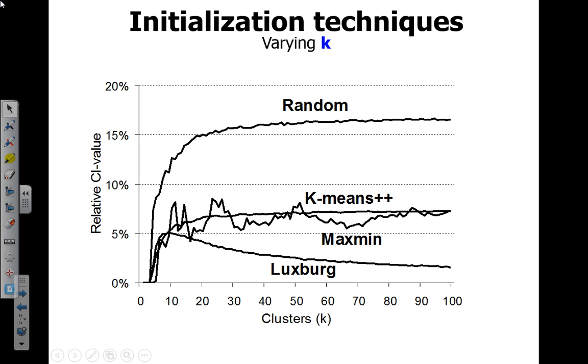Also with the number of clusters increasing. This is now the relative CI value. We are expected to get, because there is a linear dependency, the more clusters, the more k-means fails. This is actually the same with these other variants also, except Luxburg is slightly better, so it's not affected so much by the increase of the clusters. But anyway, none of them are reaching 0%.